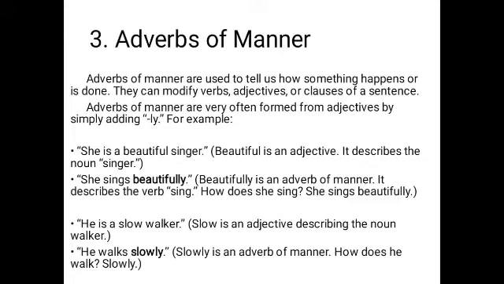Next sentence, he is a slow walker. Slow here is used as an adjective describing the noun walker. But in the last sentence, he walks slowly. So slowly here is an adverb of manner. How does he walk? Slowly.